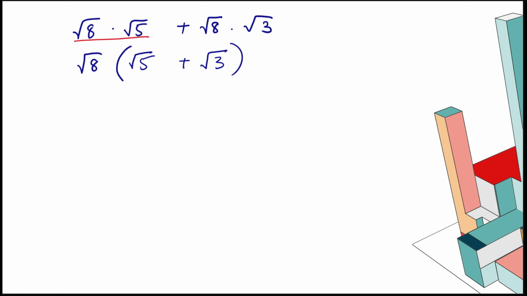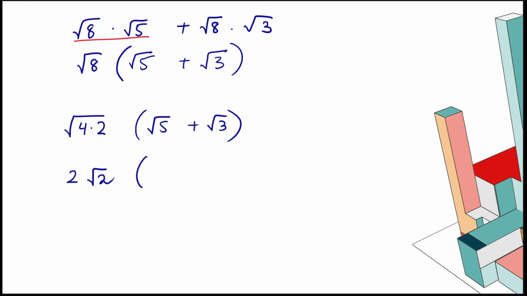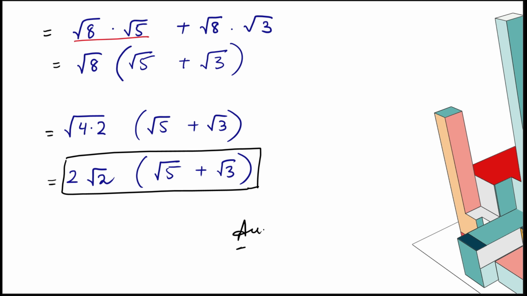Now square root of 8 can be written in this way: square root of 4 times 2, and square root of 5 plus square root of 3. So that will look like this: 2 square root of 2, because square root of 4 means 2, and square root of 5 plus square root of 3. And that's our answer. So that's it for this particular video.